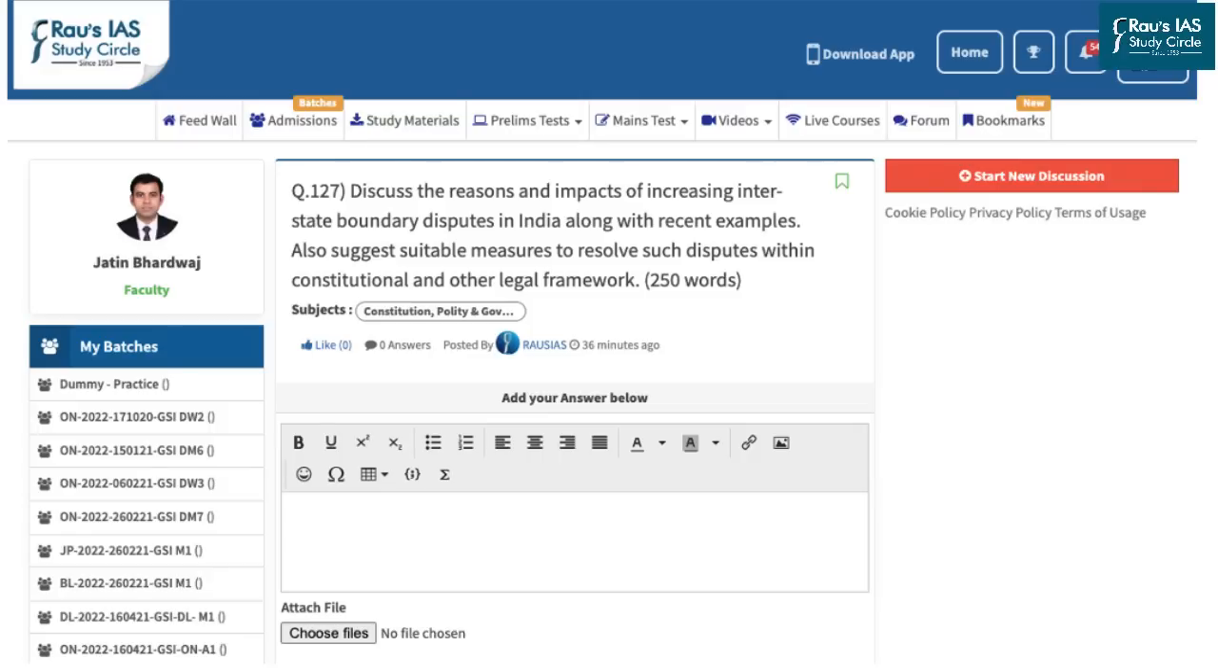Here is your question for weekly answer writing. The question says: discuss the reasons and impact of increasing interstate boundary disputes. Well, this question is from current affairs, as per the dispute between Karnataka and Maharashtra. So you have to discuss state boundary related disputes with recent examples. You are also required to suggest suitable measures to resolve such disputes within the constitutional and legal framework. Try to answer this question within 250 words and try to submit it before Saturday to get it evaluated by the evaluation team at Raus IAS.